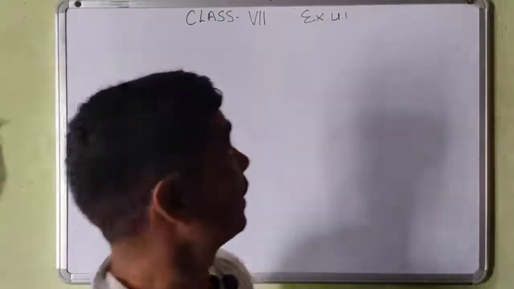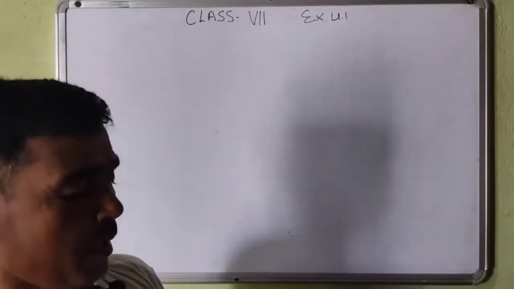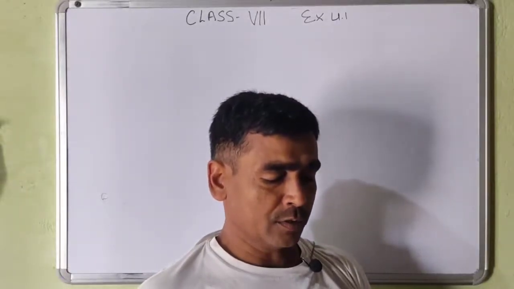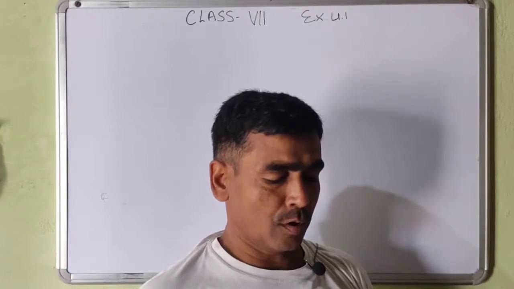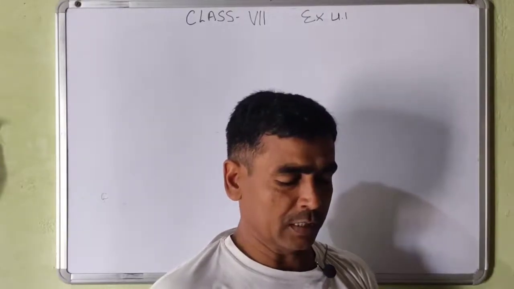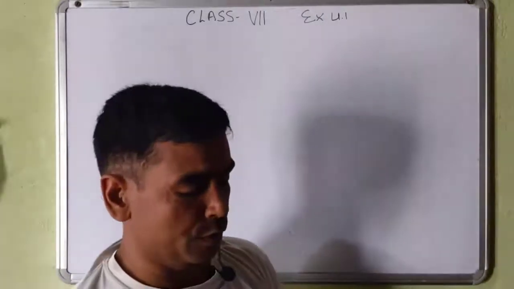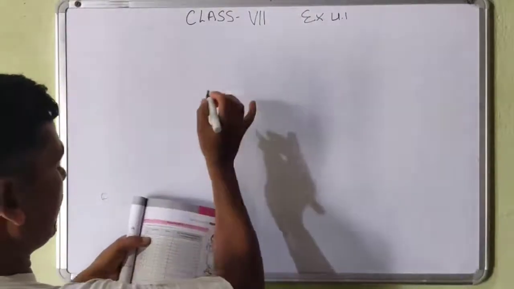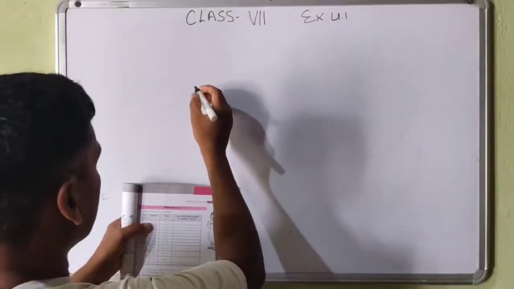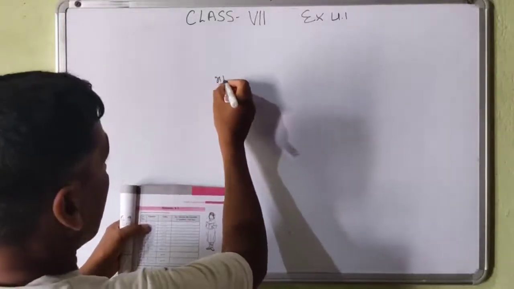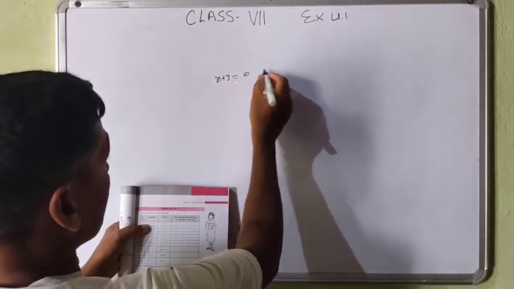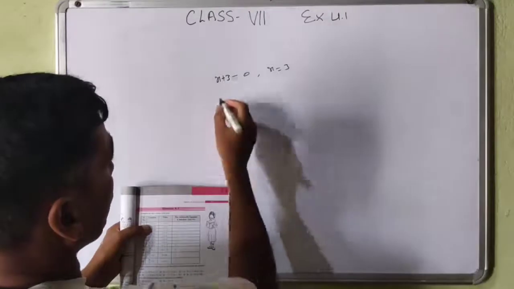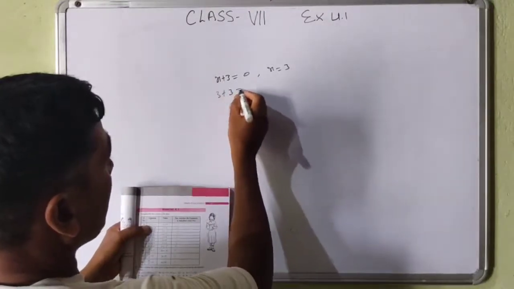So exercise 4.1, first question: complete the last column of the table. Given x plus 3 is equal to 0, and the x value is equal to 3. You will fill this in your book. Is x plus 3 equal to 0 when x is 3? So that is a yes or no.